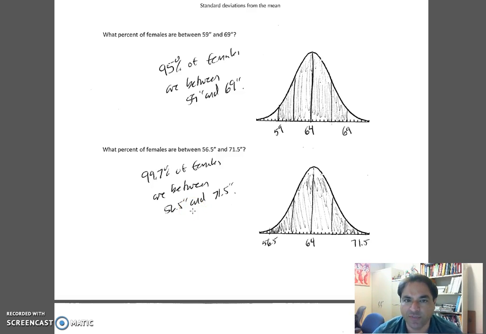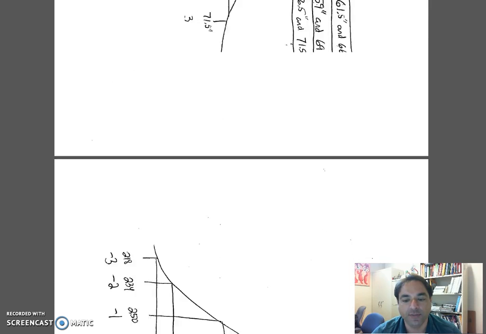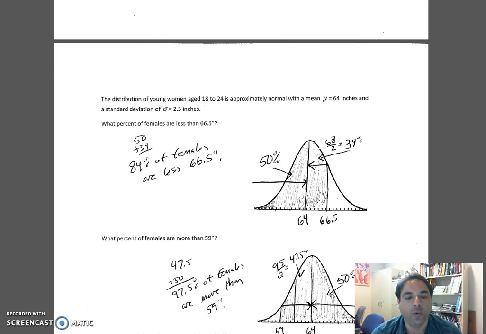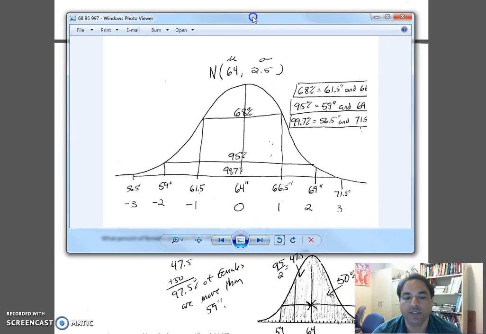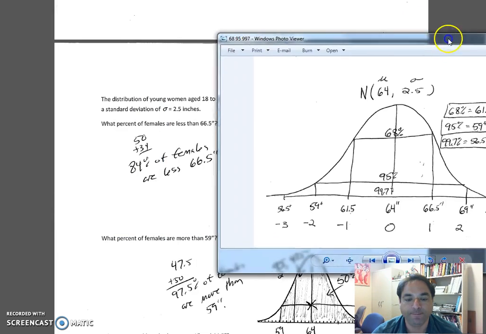So it seems pretty easy so far, but it will get harder. Okay? So let's move on to the next question. Oh, and here's a picture, which I already got for you. The next question says, what percent of females are less than 66.5 inches? So again, go to our chart. There's 64 in the center. We're looking for 66.5, which is 1 standard deviation to the right.